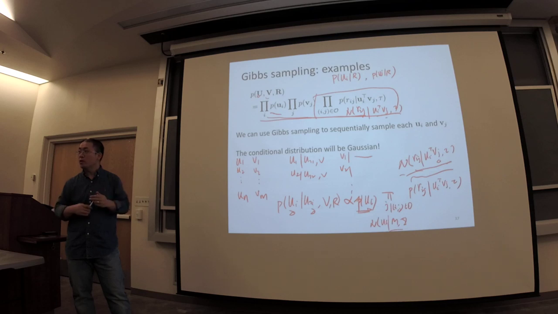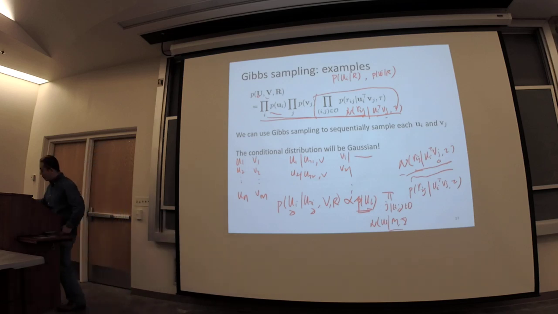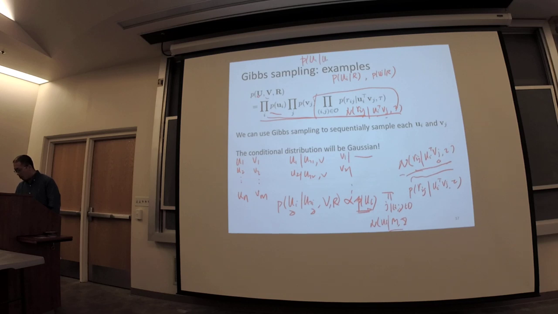No, it's not strange at all. That corresponds to our probabilistic graphical models, right? So your full conditional posterior of U1 given U2 to UN, V1 to VM, and also the whole rating matrix R, right? This is your full conditional distribution.